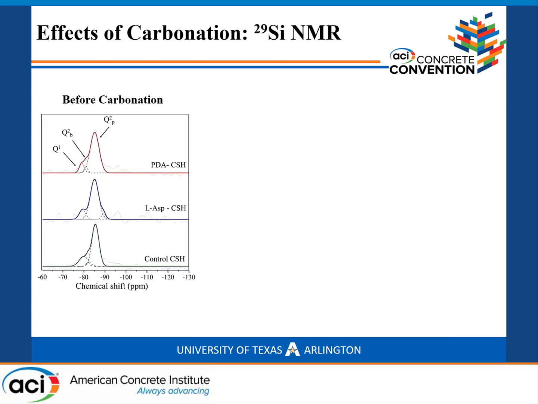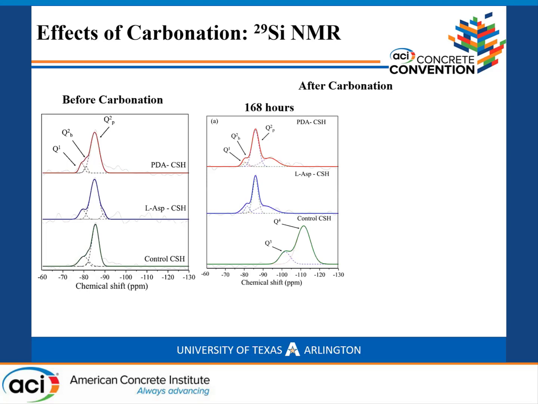Next, we'll look into the 29Si NMR spectra, nuclear magnetic resonance spectra. It helps us understand how the silica tetrahedra I was talking about are connected, so understanding the CSH structure. This is before carbonation. Because our calcium to silica ratio was 1, the control CSH has Q1 and Q2 species, but higher intensity for Q2 species. It simply confirms that we have that layer-like CSH structure. In our polymer modified one, we have very similar polymerization. So we can confidently say that the polymer addition did not significantly affect the linear structure of CSH. This is before carbonation.